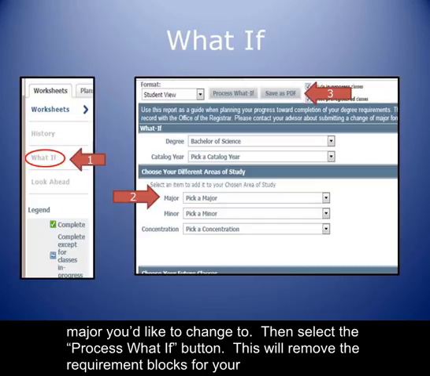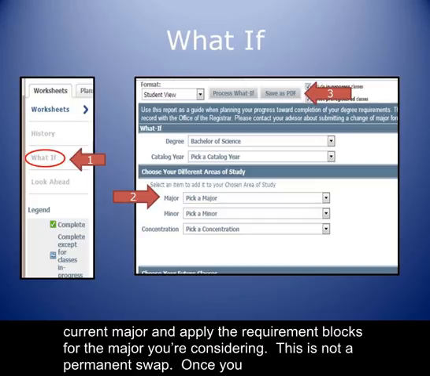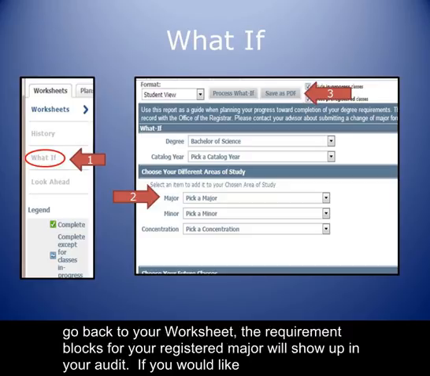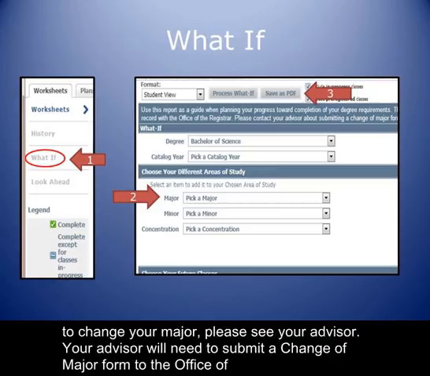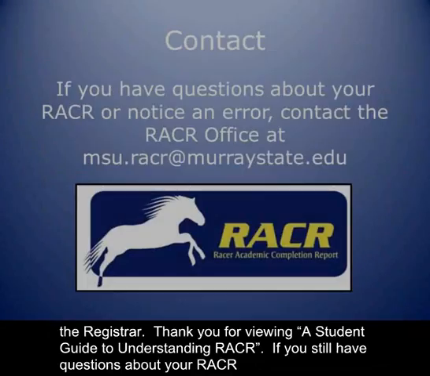This will remove the requirement block for your current major and apply the requirement blocks to the major you're considering. This is not a permanent swap. Once you go back to your worksheet, the requirements block for your registered major will show up in your audit. If you would like to change your major, please see your advisor. Your advisor will need to submit a change of major form to the Office of the Registrar.